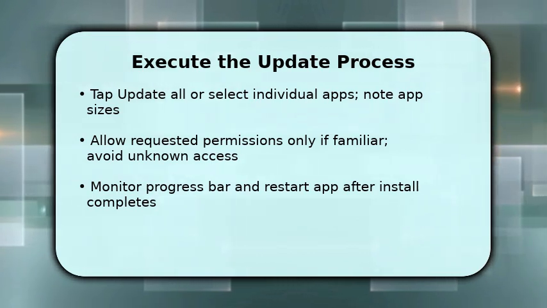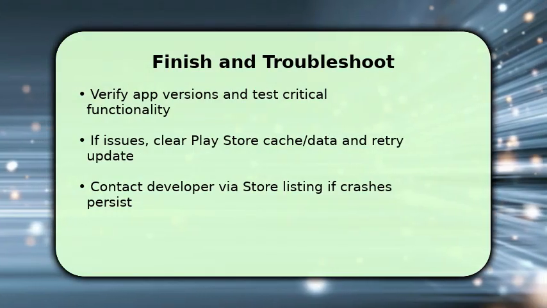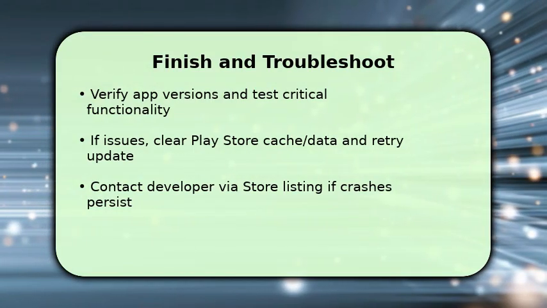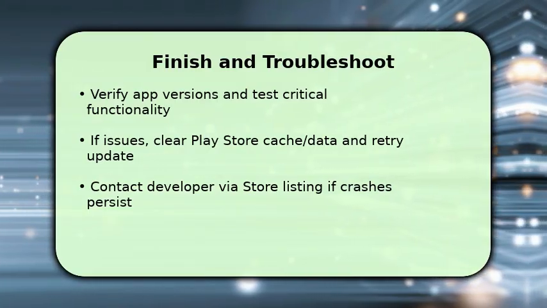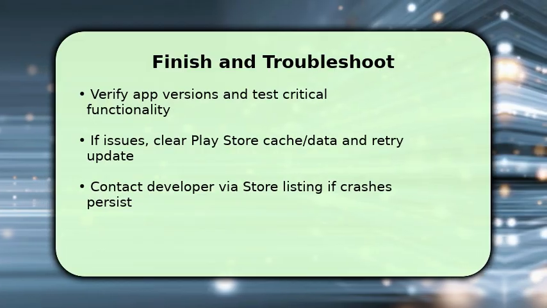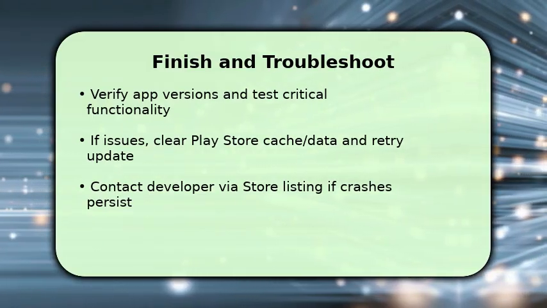You finish by opening updated apps to verify the new version and test key features. This confirms successful installs. If an app misbehaves, clear Google Play Store cache and app data, then reboot and attempt the update again. This often resolves signature or download corruption errors.